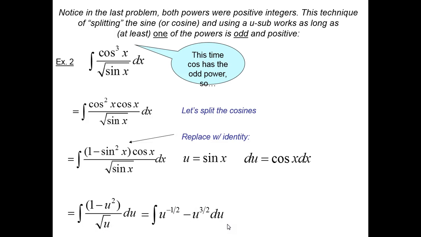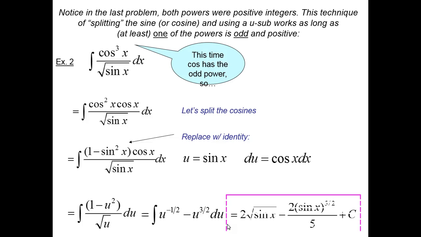I'm going to skip some of the details here, but if we integrate, find the antiderivative for each of these, and then go back and replace u with sine x, this should be your final answer. Take a minute and make sure you see how I got that last step.